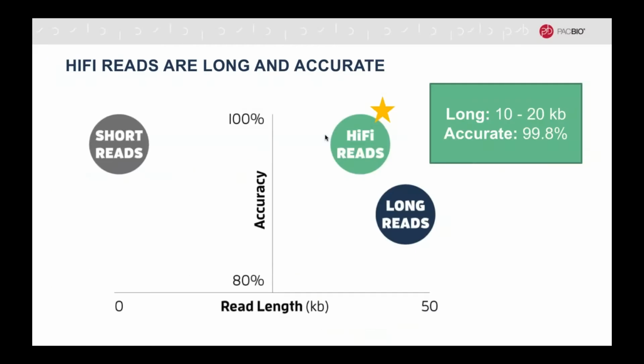However, recently, in addition to the continuous long read data type, PacBio has developed a new sequence type called HiFi reads, which are both long, between 10 to 20 kb, and accurate, with accuracy of 99.8% on average. This new HiFi data type challenges the idea of a trade-off between length and accuracy.